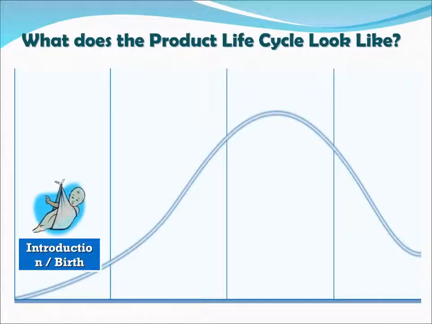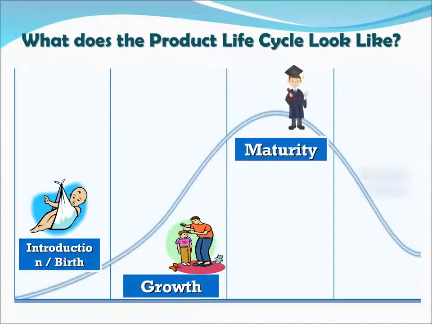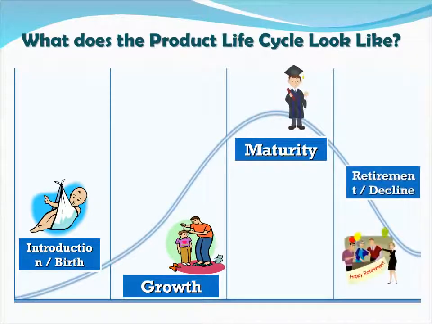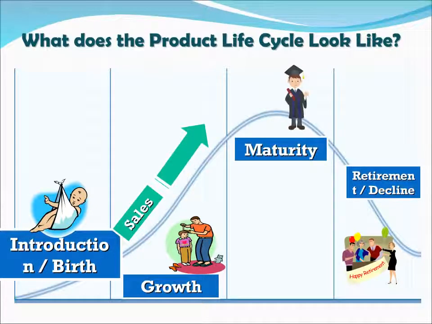How these four stages play out has to do with the sales: where the product starts, how it goes through the growth stage and sales increase, to the peak at maturity, to then the retirement and decline. Each of these stages brings with it a new set of challenges, a new set of expectations, and sales will occur in each of these stages at different rates.